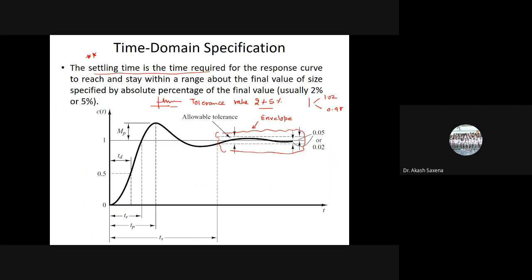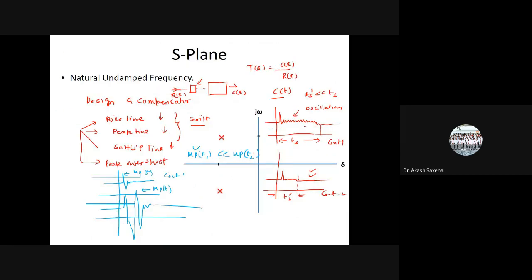Now the settling time is nothing but the time required for the response curve to reach and stay within the range of the final value of size up to 2% to 5%. It is the allowable envelope which I am showing. If the value of the response is in between this, we can consider that as a settling time. So from here to here, it is a steady state, because the response of the system has actually settled out.